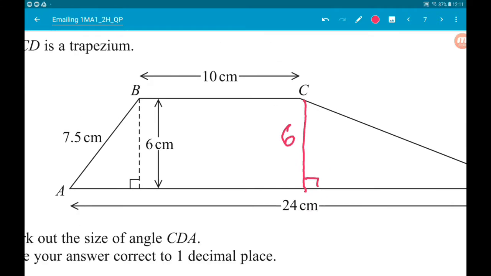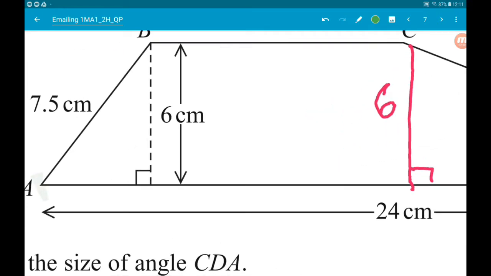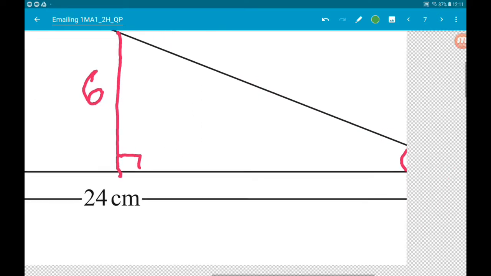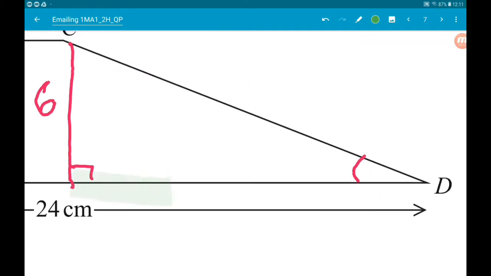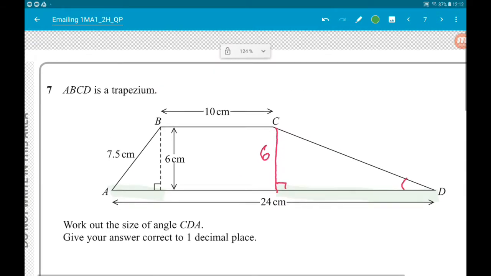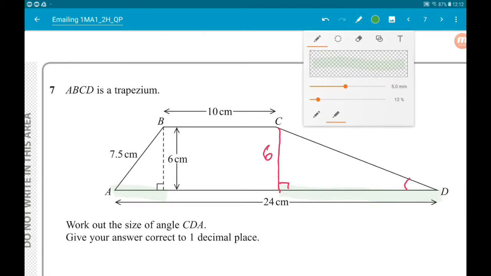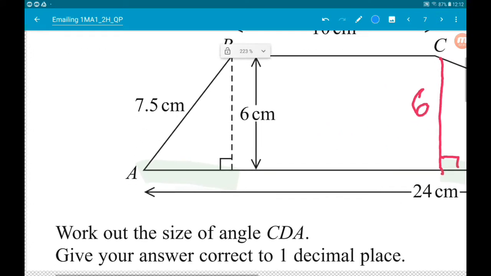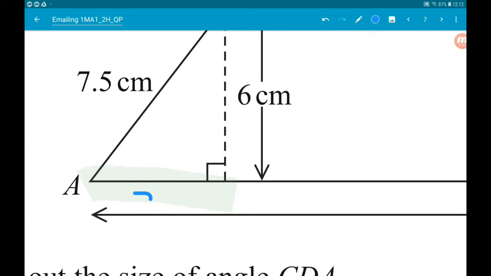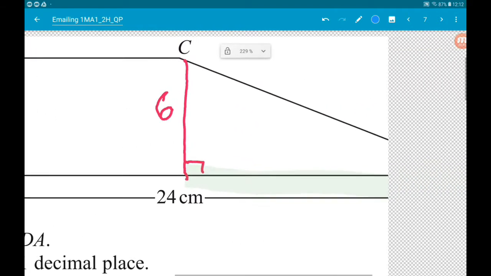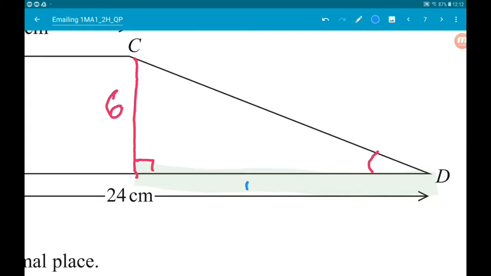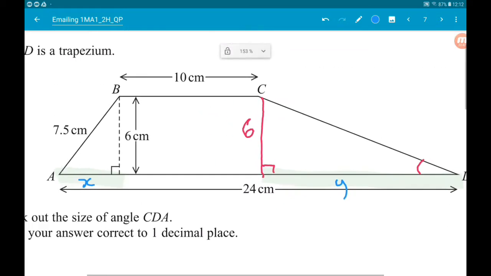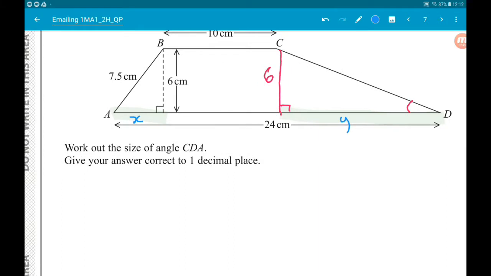So that means that this length and this length over here add up to 14. So if I call this length over here x, and then I'm going to call this length y, we can then say x add y is equal to 14.